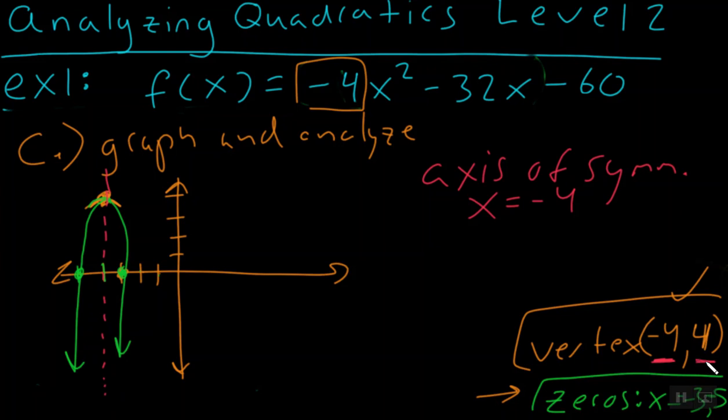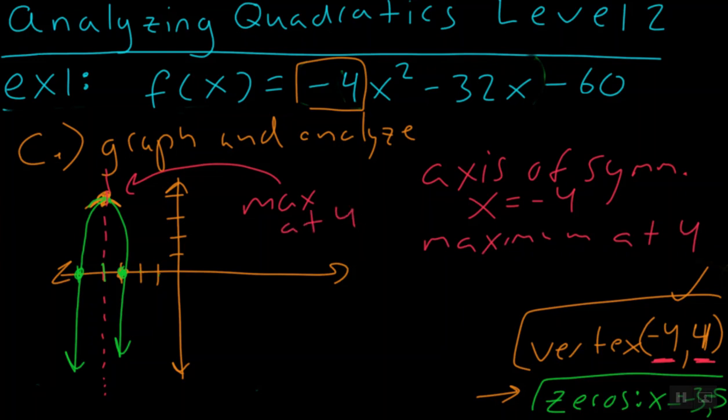Okay? I notice that my y value is 4, and this is at the top of the quadratic, so it must be a maximum. So we can say that we have a maximum at +4, or a max at 4.